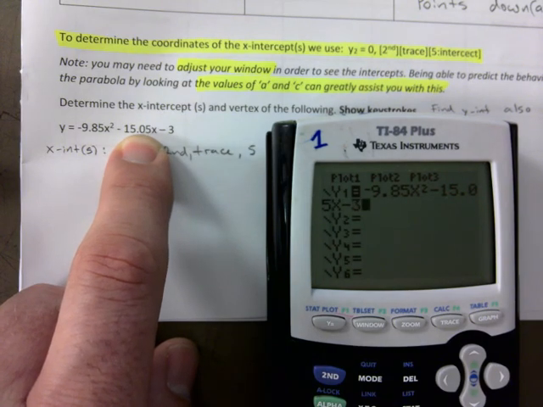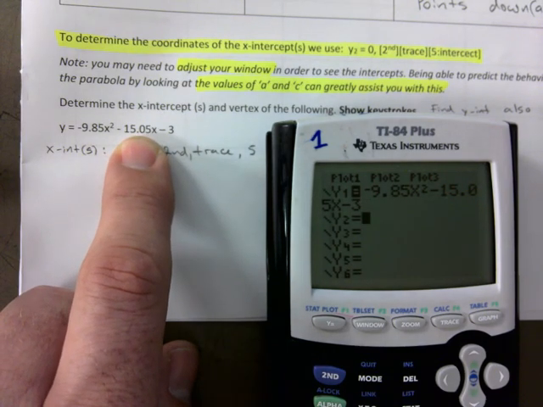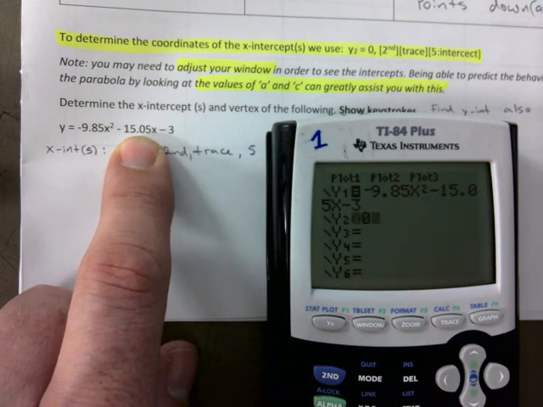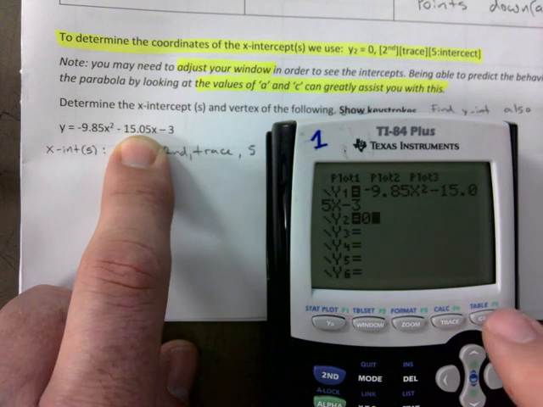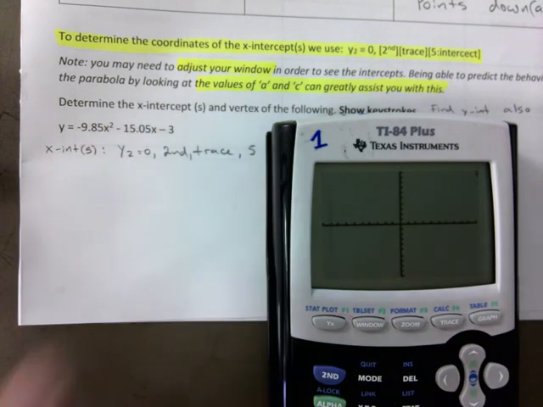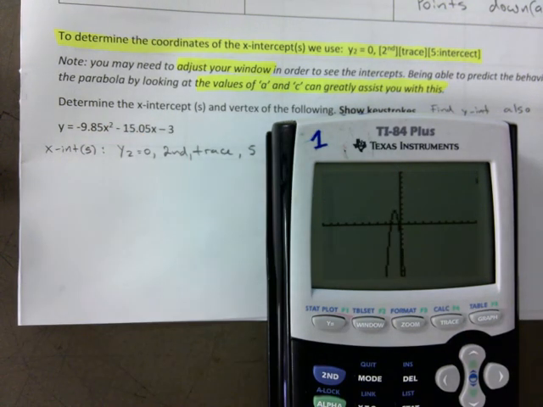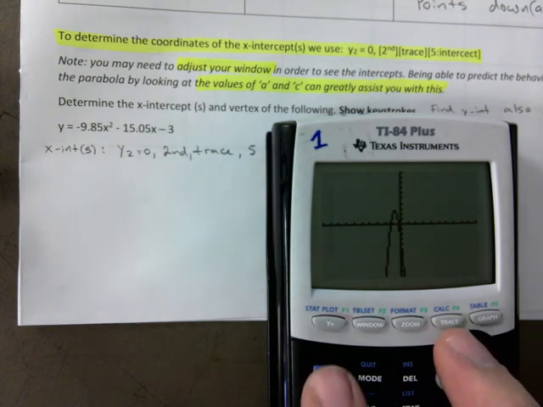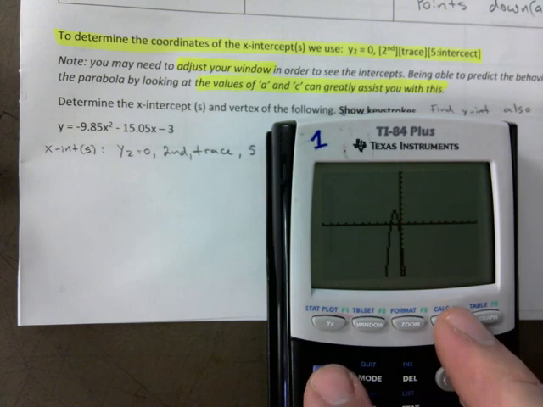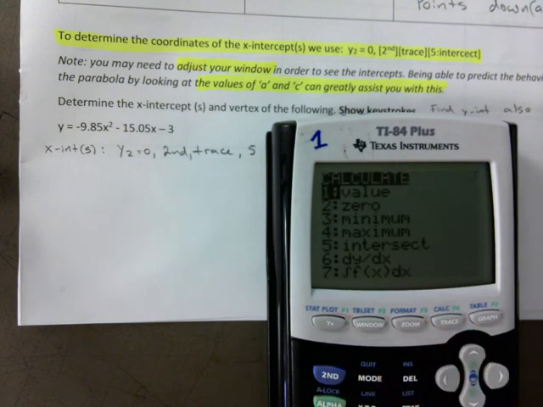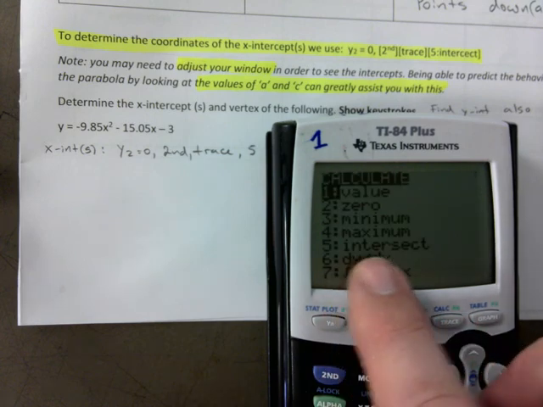And then minus 3. I will let y2 equal to 0 right away, because I'm going to need that anyways. And then you hit graph. And you happen to see it, right? It's right there. That's actually a good case, the best case scenario. So now let's figure this part out. Second, trace 5, right, for intersect.